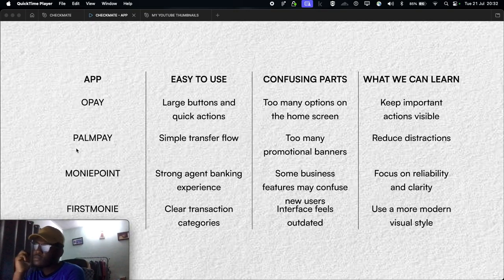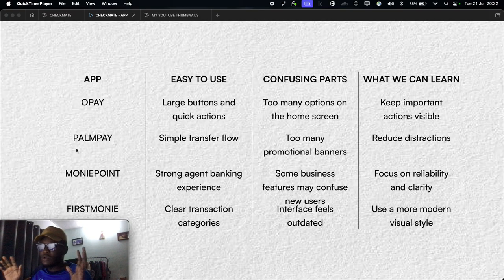We go to the second competitor, PalmPay. They have a simple transfer flow. Maybe when you transfer, it's very easy, not too many screens, not too much stress, and all that. You're like, okay, that's something good. What's the confusing part of PalmPay? These are just examples, by the way. Maybe they have too many promotional banners. Maybe as you're scrolling on the app, you're just seeing one ad, one promotional banner, and on and on. And you're like, nah.